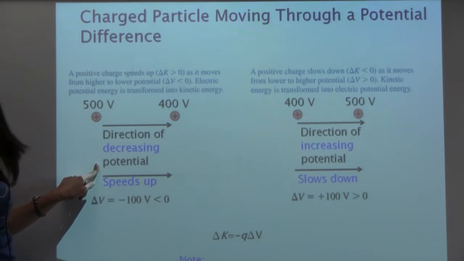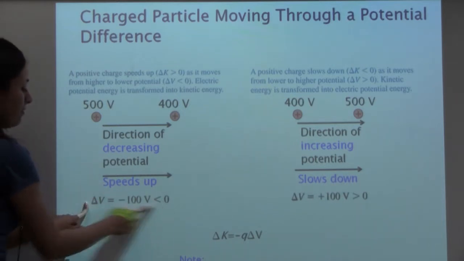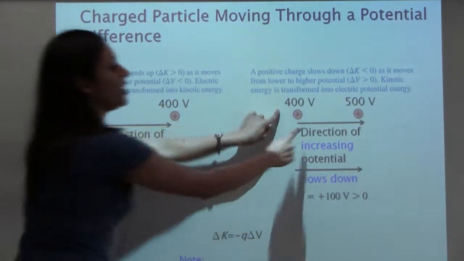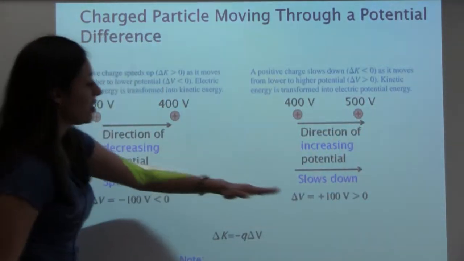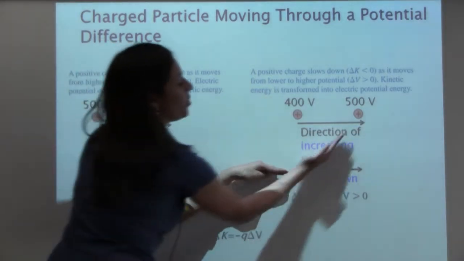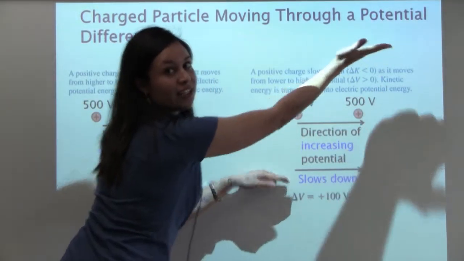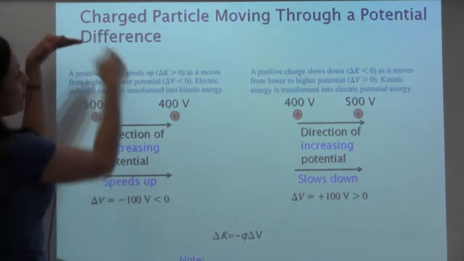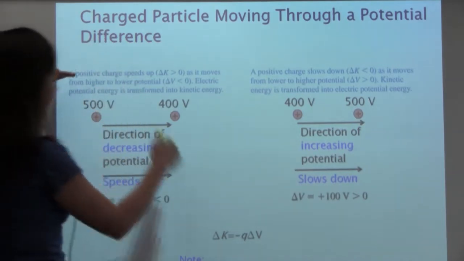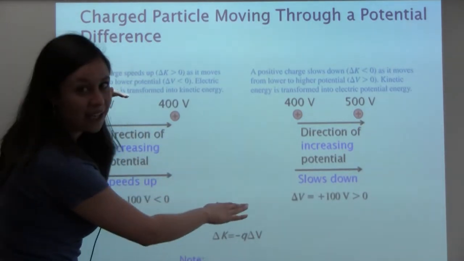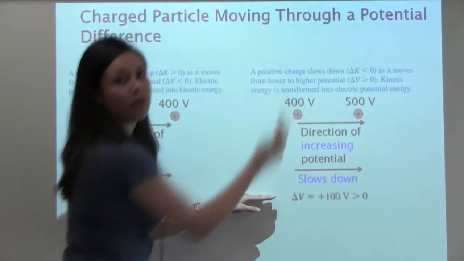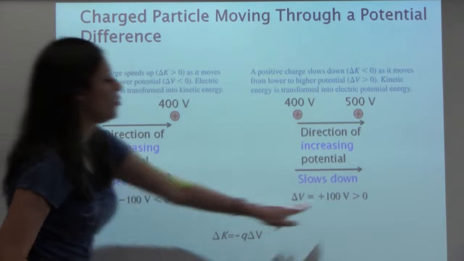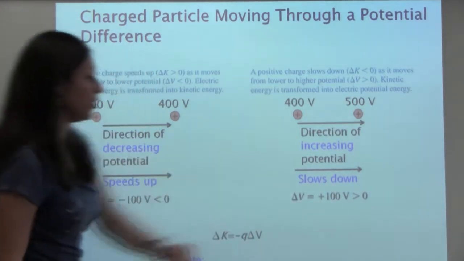If you're decreasing potential, you're going to have a negative value. Then if you reverse it, we're going from 400 to 500 volts. We're starting at kinetic energy. We're going to go up into electric potential energy. Therefore, we're increasing potential. So going downhill, we are decreasing potential. We're speeding up. We're going uphill. We're increasing potential, and we're slowing down. And so, therefore, we're going to have a positive value.